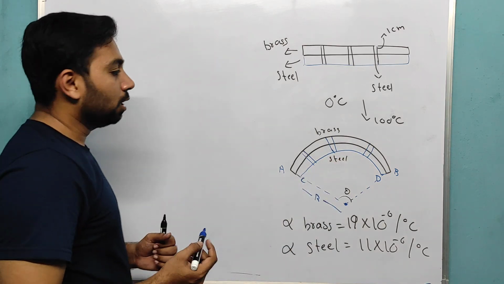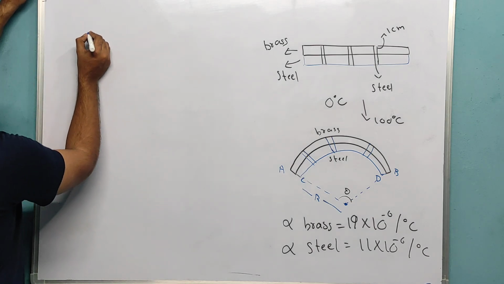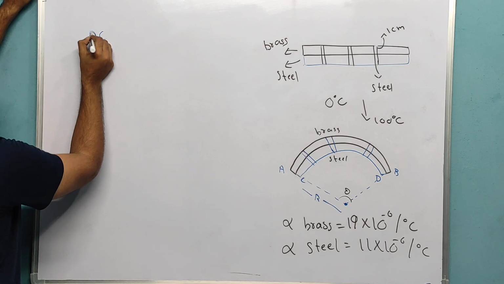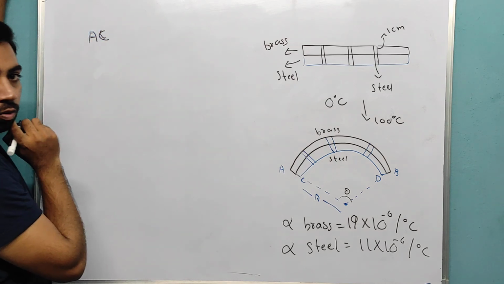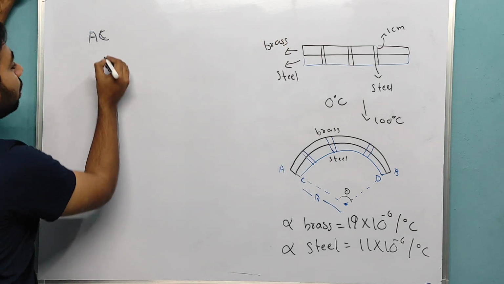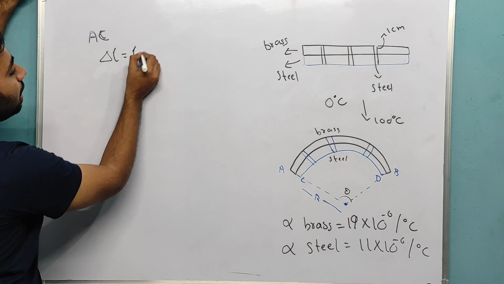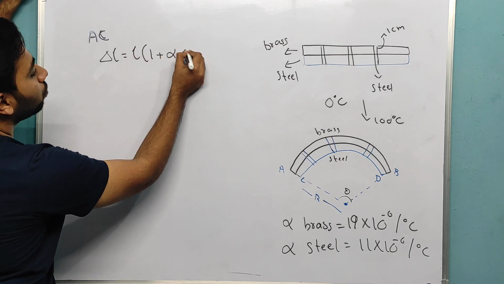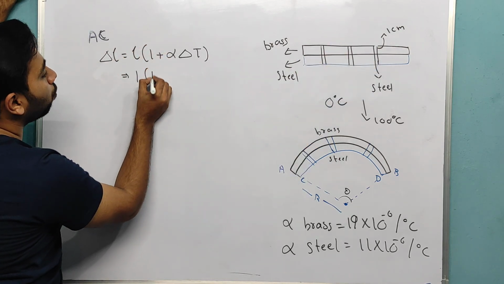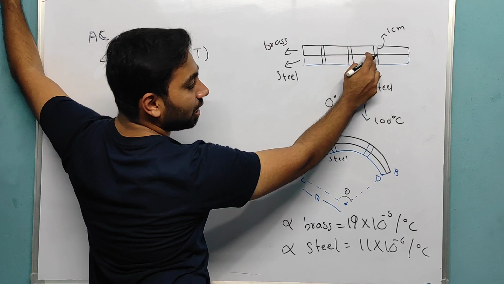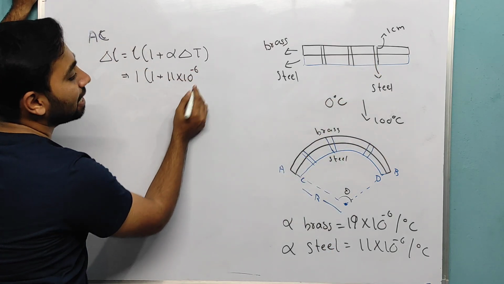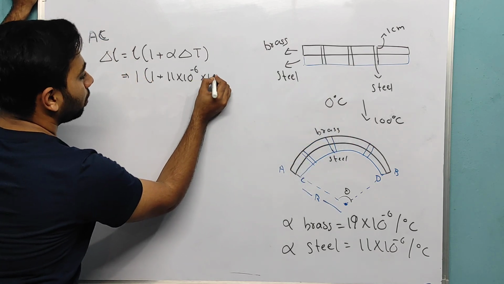Alright, fine. Now let me come to the main thing. Let us calculate the change in AC. To calculate the AC value, first of all the length is given, and we are going from 0 to 100. Which means AC can be taken as L into 1 plus alpha into delta T. Length is 1 centimeter, so I write 1 into 1 plus alpha. It is also made of steel, so I take the steel value, 11 into 10 to the power of minus 6, and the change in temperature is 0 to 100, so 100.